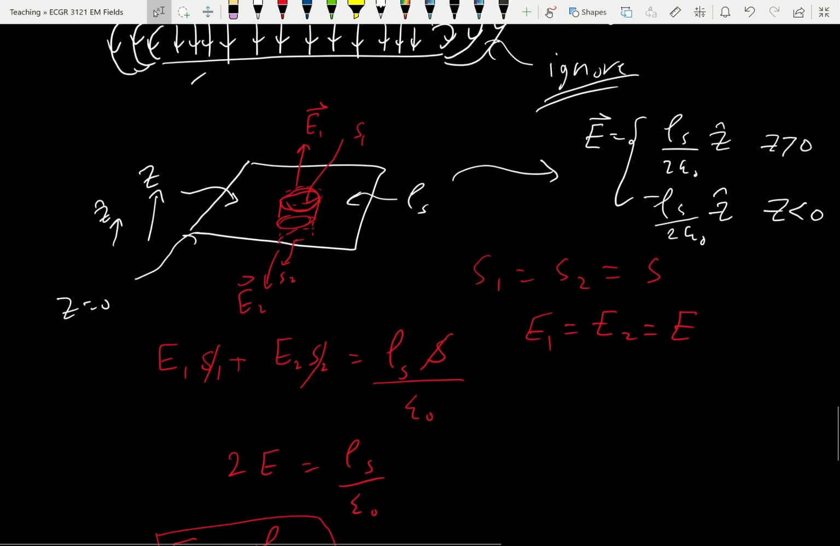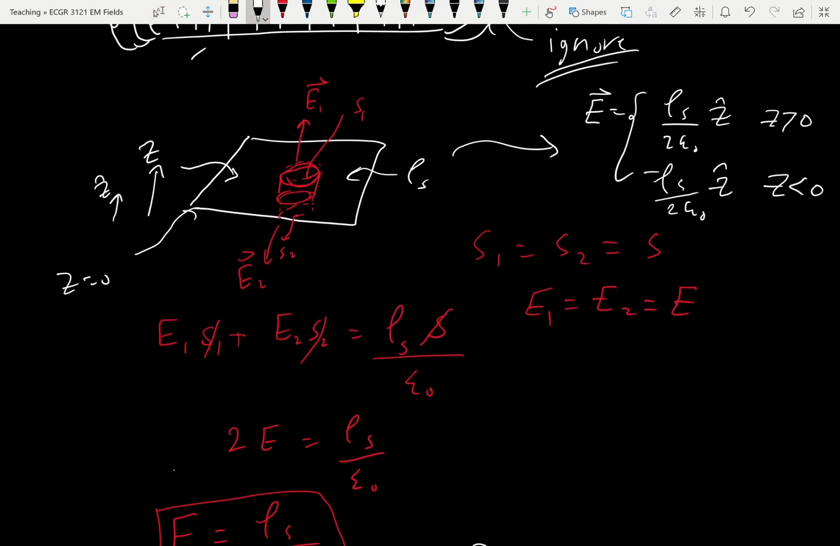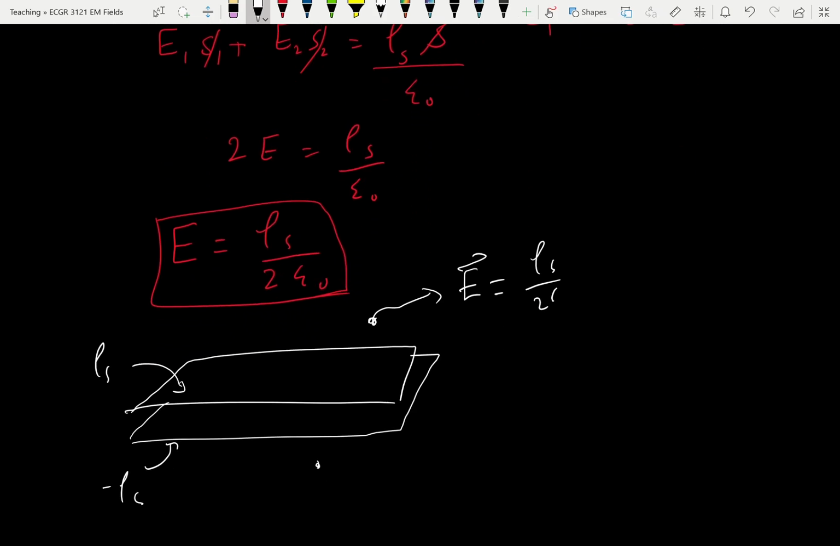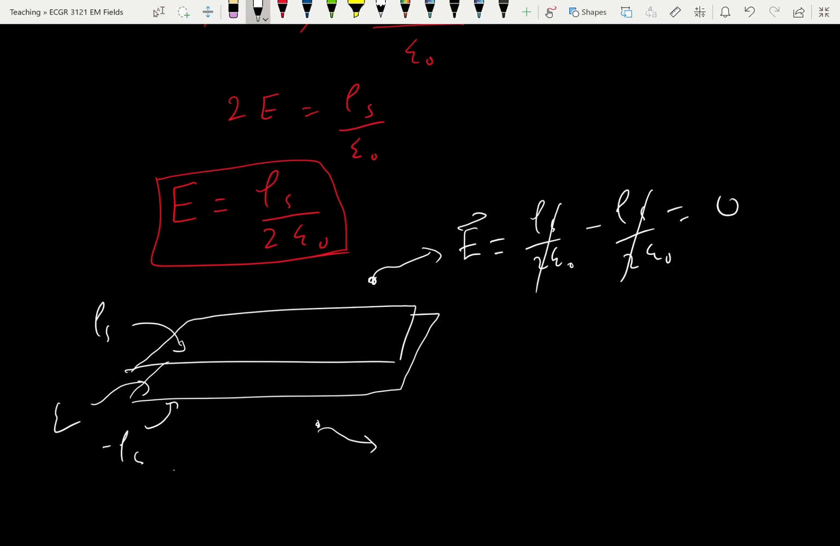What's the field from the positive plate? It's constant, right? Notice that the field is constant. It does not depend on distance or anything. So it's rho s over 2 epsilon naught. Let's assume this is air here. There's only material in between the plates. And then the field from the negative plate is going to be minus rho s over 2 epsilon naught. So it's going to be 0. And the field beneath is going to be the positive component from the positive plate, rho s over 2 epsilon naught, and then from the negative plate, minus rho s over 2 epsilon naught.